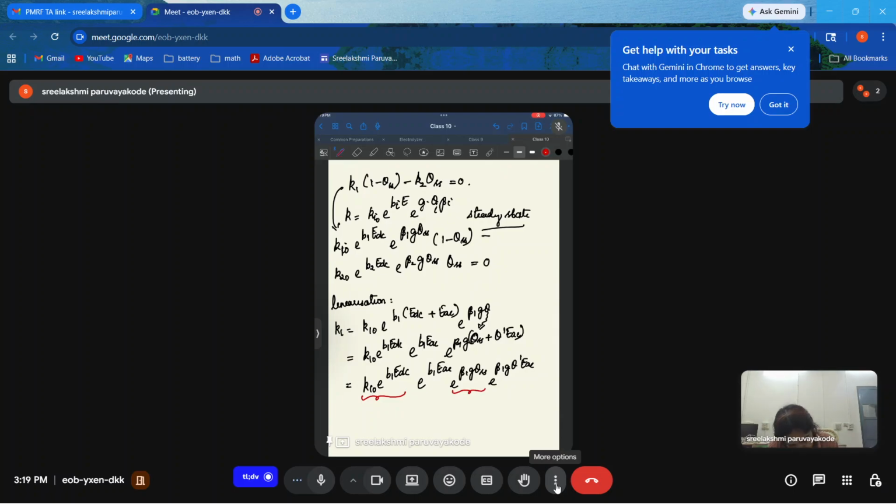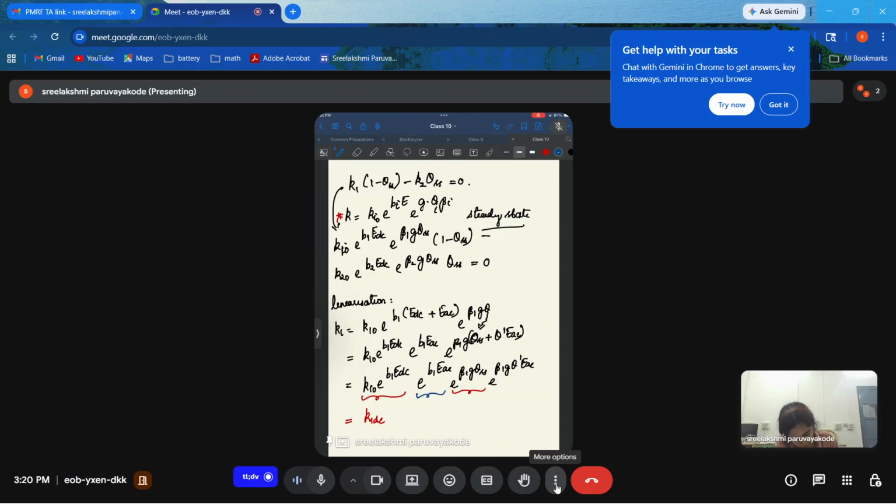What is it? It is similar to this expression k equal to k1 ki naught exponential bi into e and exponential g theta beta I. So this is nothing but K1 DC. Now the rest, what to say? I'm going to use different markers.